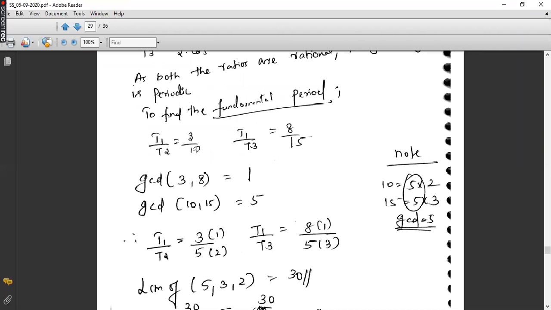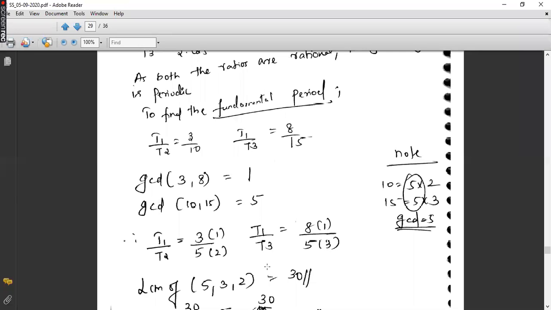Now you have to arrange the denominator in such a way that it is in factors of 5. Since here the denominator is 10, it will become 5 into 2, because 5 is the GCD. So you have to put it in terms of 5. So 5 into 2. Here it is 15. So 15 can be written as 5 into 3. Now you will be taking the LCM of 5, 2 and 3.